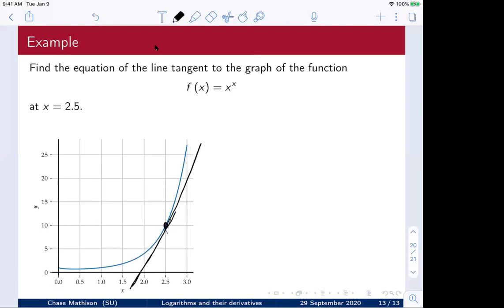Okay. So what two things do I need for the equation of a line? Yes, I need the derivative, the slope, and a point, right? And you're exactly right. The slope is going to be f prime of something, and the point's going to be what? Or what's the x coordinate going to be at least? 2.5. And the y coordinate is going to be? 2.5 to the 2.5. That's super annoying.